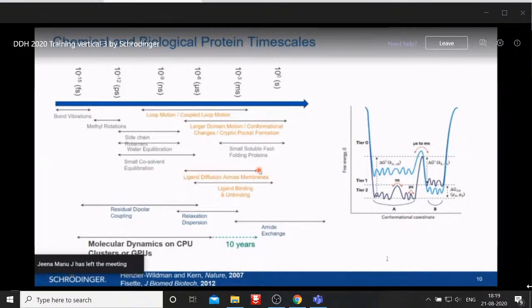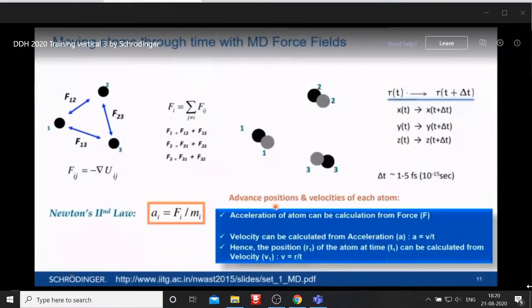So this is what you need to think of if you are working on, let's say, membranes and any molecule diffusing through a membrane or protein binding to a membrane. That also needs microsecond to millisecond level of time period. So this is what we need to think of while performing MD simulations in your project: which is the phenomenon I want to address. Based on that, you need to decide how long I should go for MD simulations.